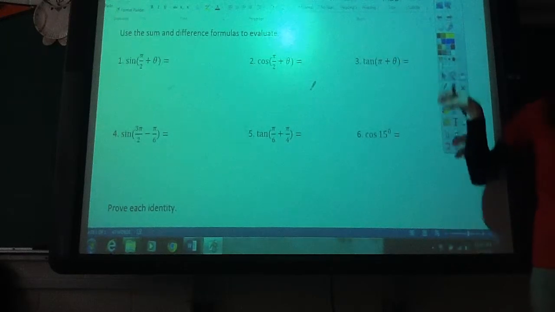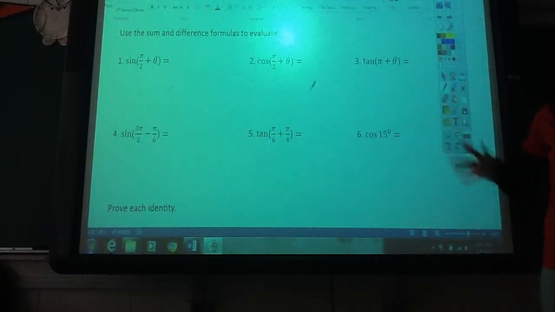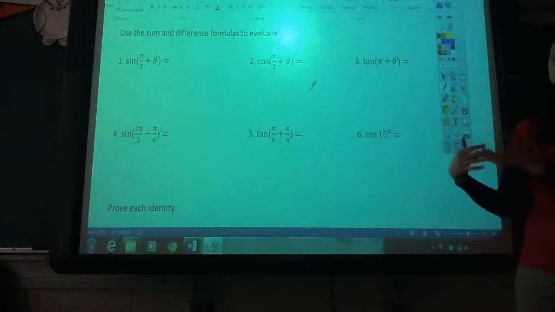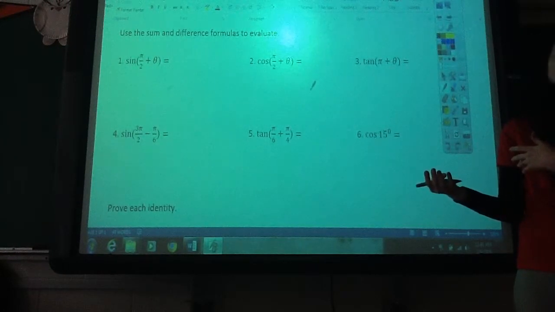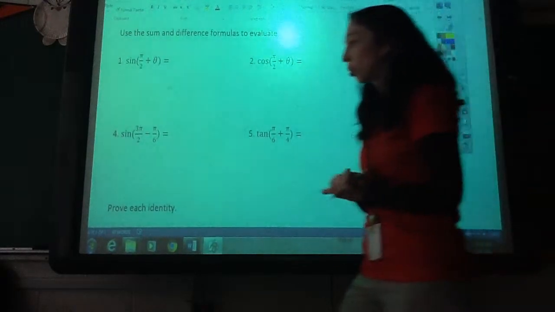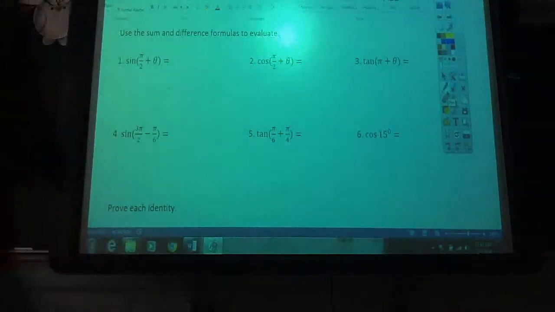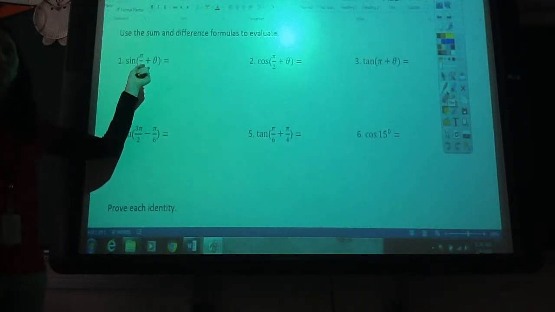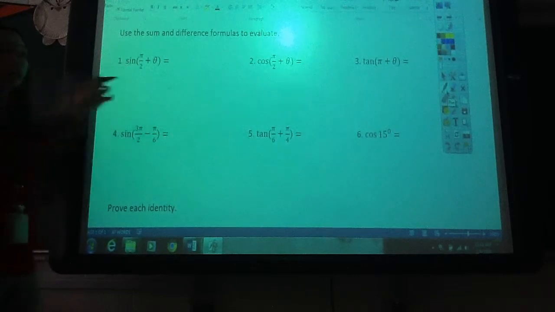So we're going to go through those and evaluate. On your homework tonight, you have a section that's evaluating and a section on proving. So we're going to kind of mimic that from our notes, okay? So for the first one, we're going to use the sine sum or difference formula. Which one? Should be sum, because that's a sum. So expand it. What should it say?